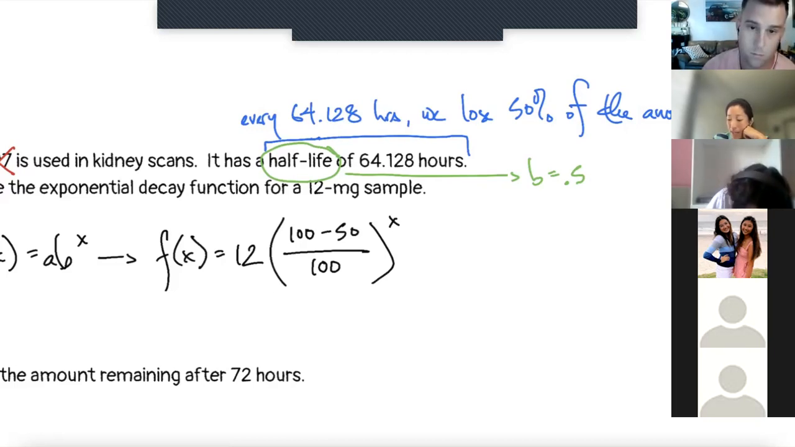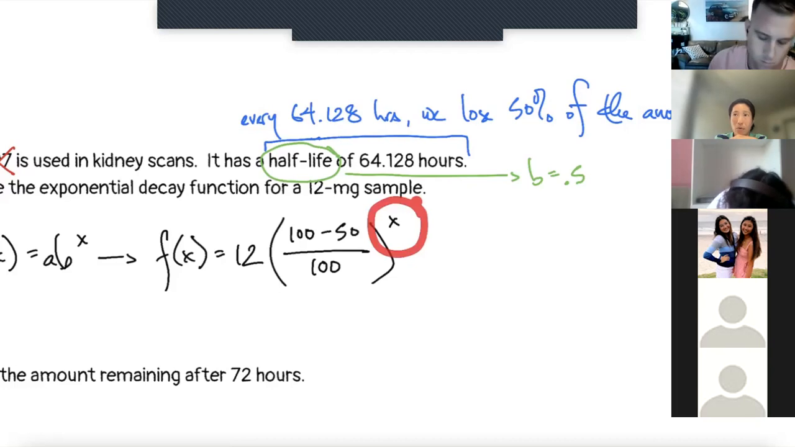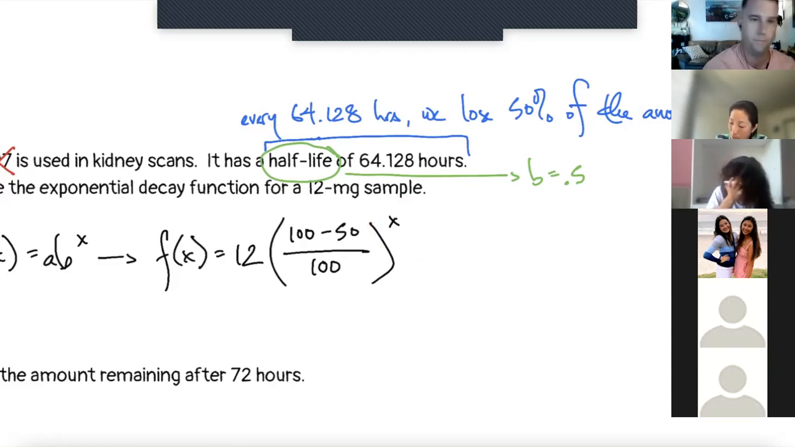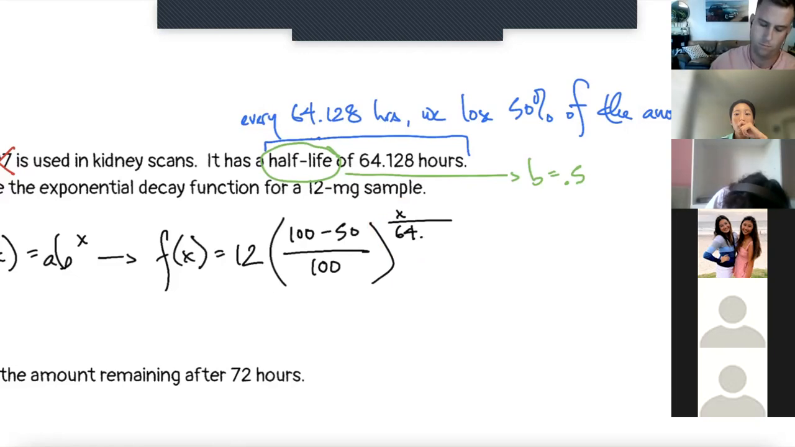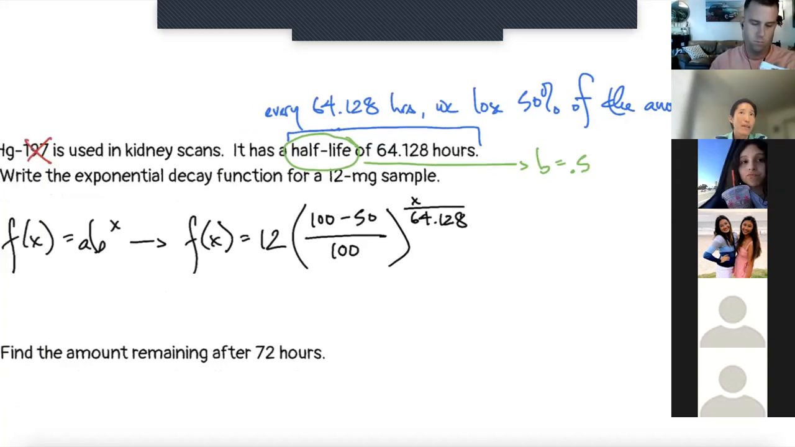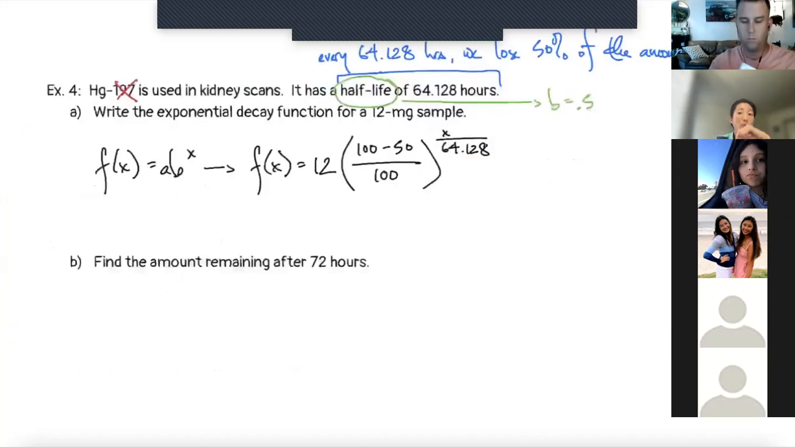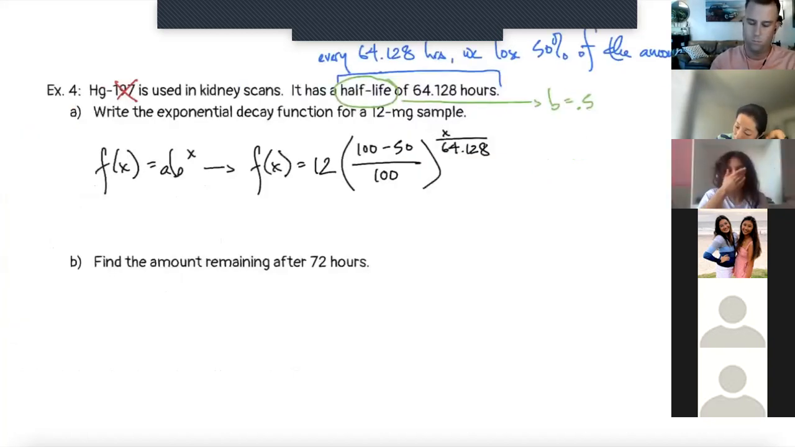The other thing that I want us to think about here is this exponent x. I'm going to include something else in this exponent. In fact, I'm going to make this not x, but x over 64.128. We're going to work through part B, and then I'll explain why we're dividing that. So let's work through part B, and then explain why we divided that the way we did.